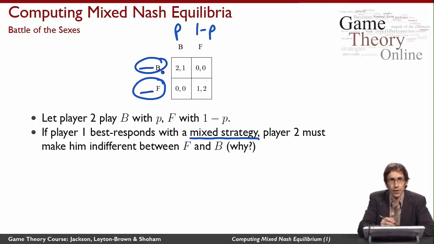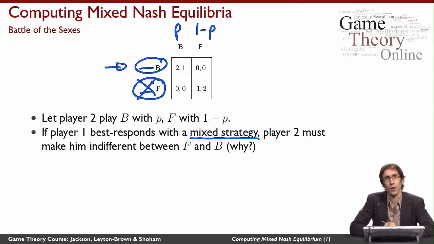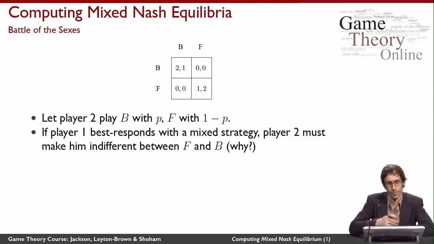If he's not indifferent, if, let's say, B is better, then he could get even more utility by reducing the amount of probability he puts on F and increasing the amount of probability he puts on B. And in fact, he could get the most utility by putting absolutely no probability on F and just all of it on B. So the only way that he would actually want to play a mixed strategy is if it's just the same for him to play B and F.